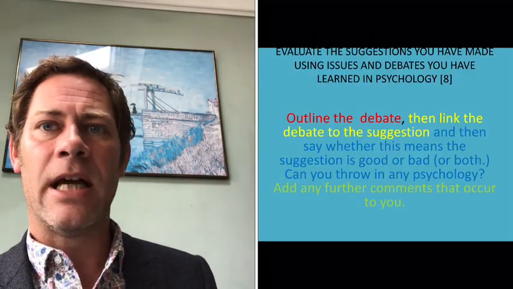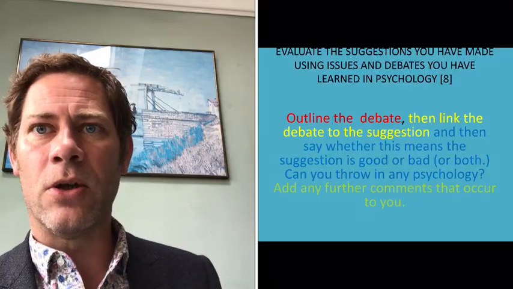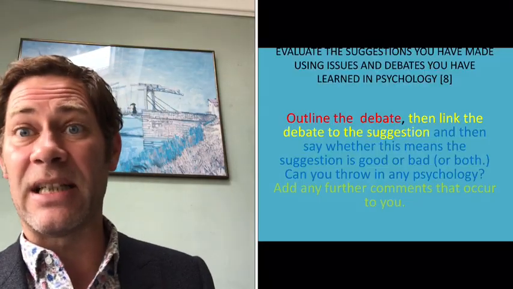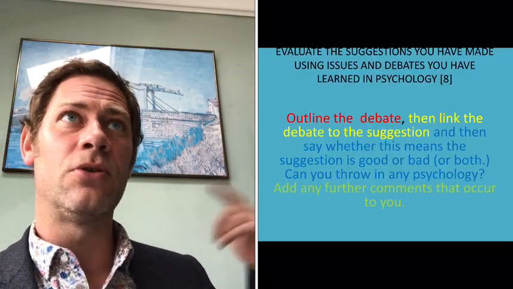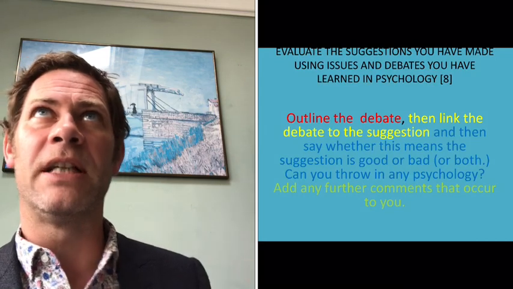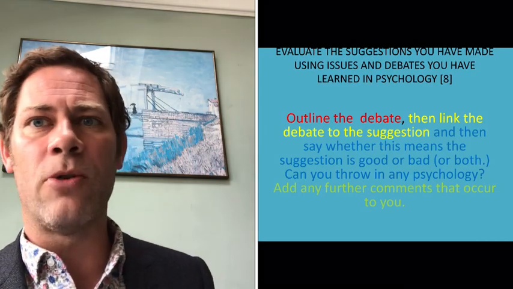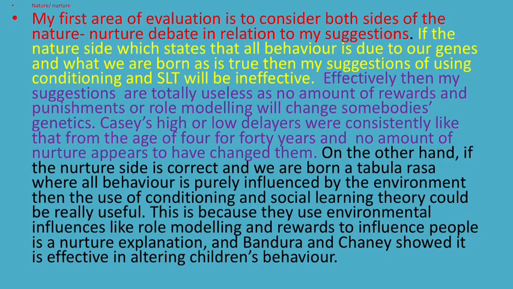And finally, any further comments when you're on a roll and you think, oh, hang on, this is good or that's bad, and these are other things to do with nature or nurture or individual situational problems and issues and evidence that might or might not mean a good or bad thing. I've got our first paragraph and it's pretty straightforward. So in red, I've got an outline of the debate. In yellow, I'll link it to the suggestion, and then I say what the consequence of that is.